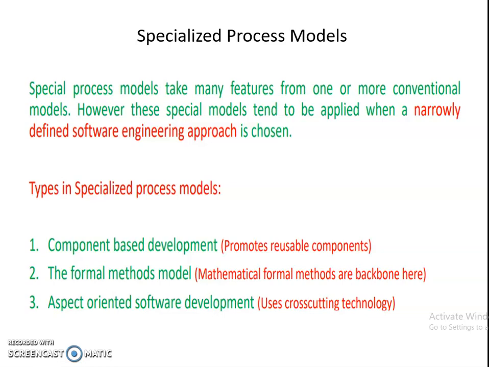First one is component based development. It is also known as reusable components. Second one is the formal methods model. It is also known as mathematical formal methods are the backbone. And third one is aspect oriented software development. It uses cross cutting technology. Got it? Now we will discuss the types one by one.